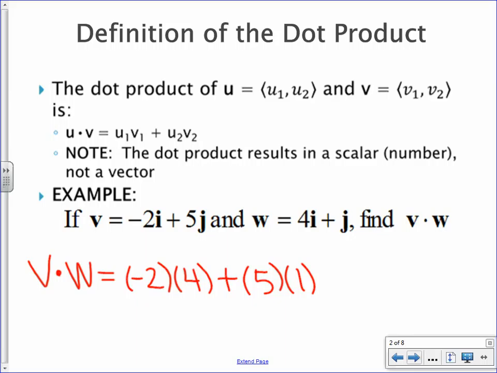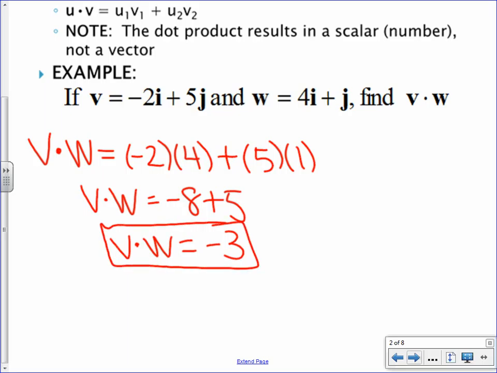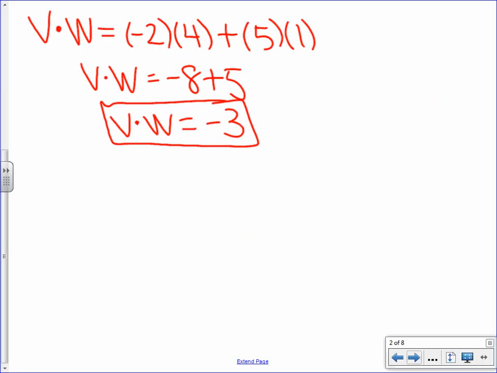Did I say that backwards? Okay. Negative 2 and 4 are the horizontal components. 5 and 1 are the vertical components. So our dot product is negative 8 plus 5, or negative 3. And that's it. That's all we have to do. You try.